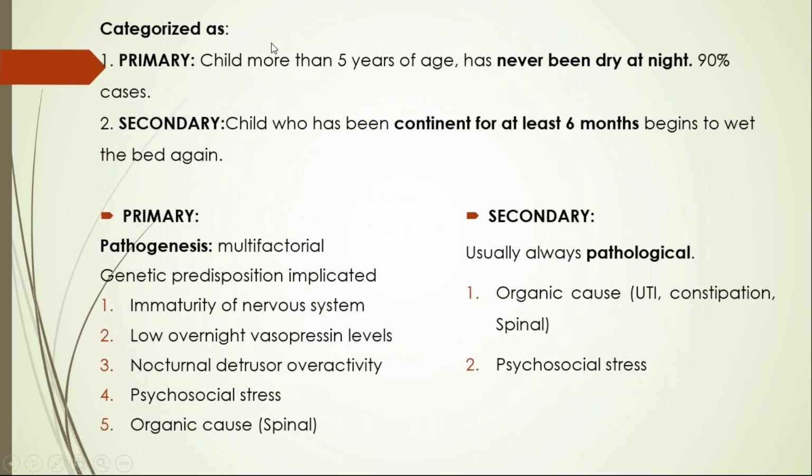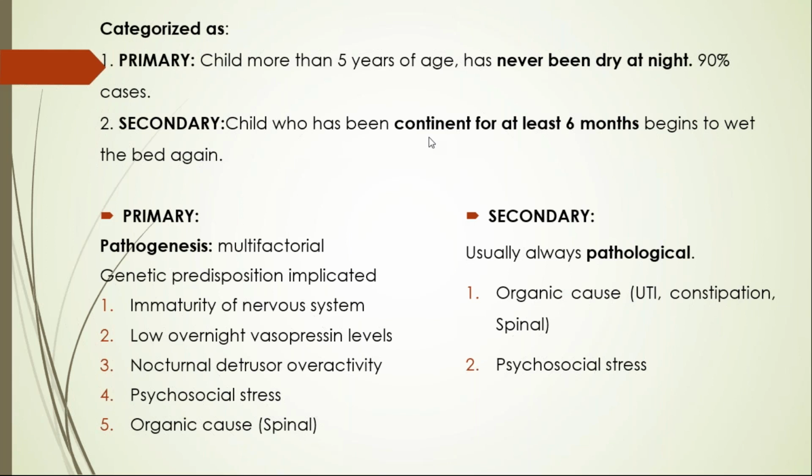So this also we further characterize as primary or secondary. Primary, as the name suggests, is if the child has never attained dryness, that is, the child has never been continent. Here the age group is very important. We cannot say for a 2-year-old that it is enuresis. We don't expect a 2-year-old to be continent of his bladder. So it is above 5 years of age, a child who has never been dry at night and now has enuresis, right? And secondary is when he has previously been continent, right?